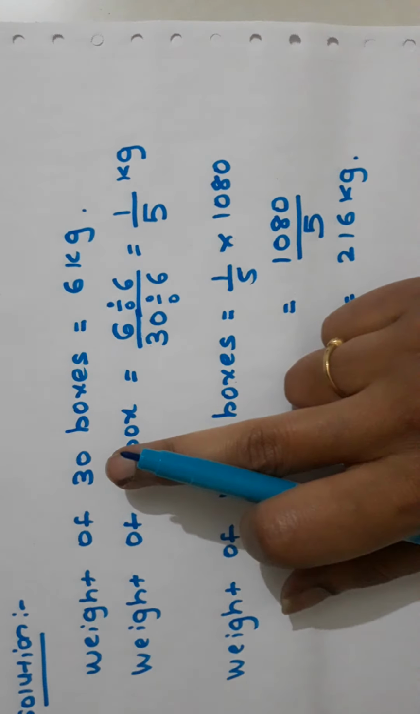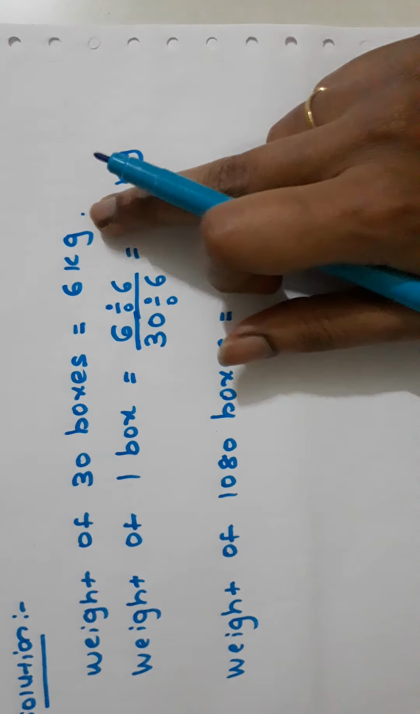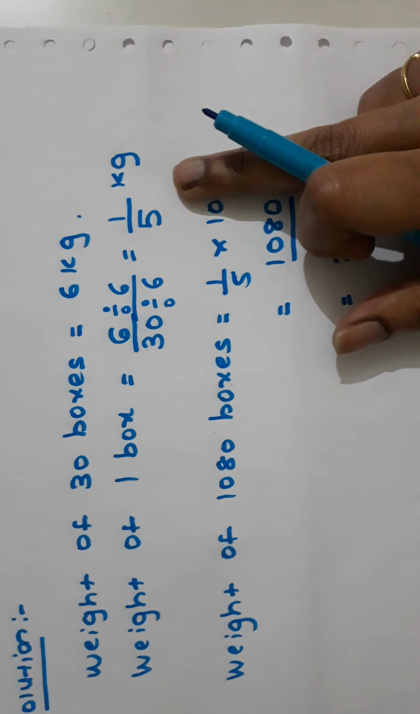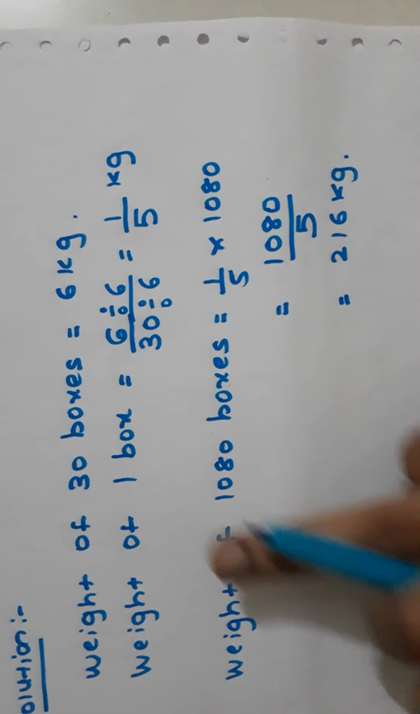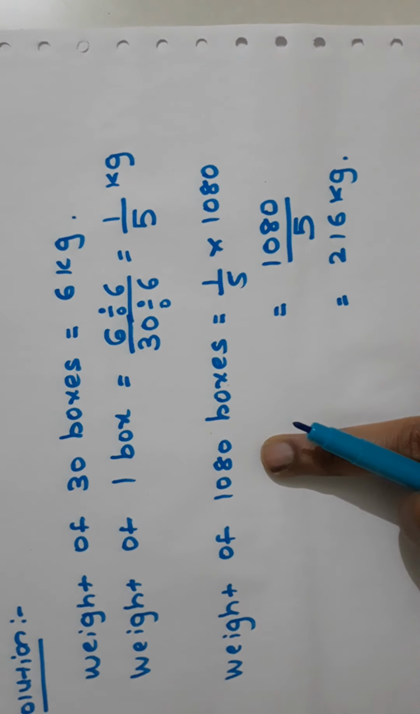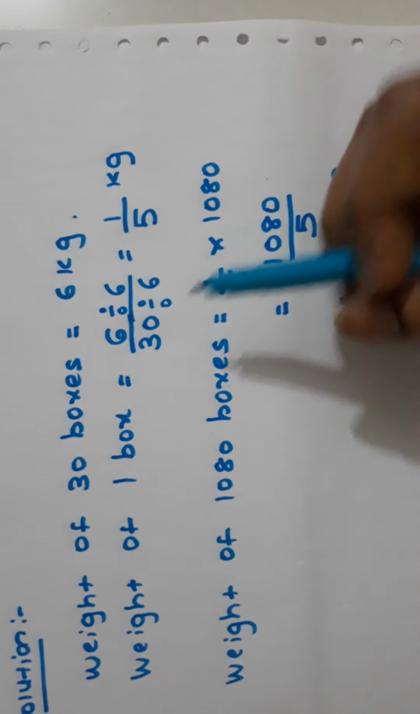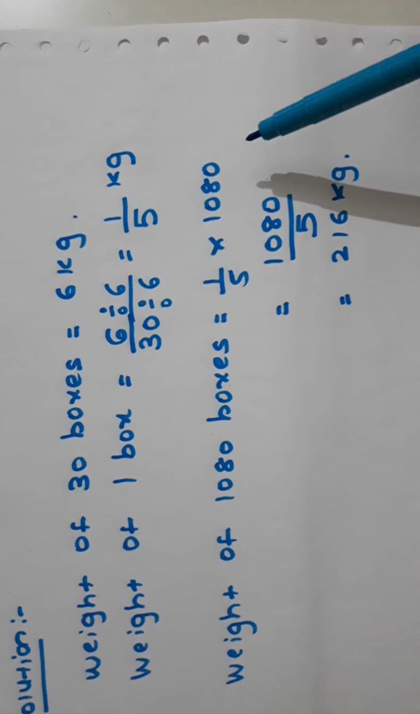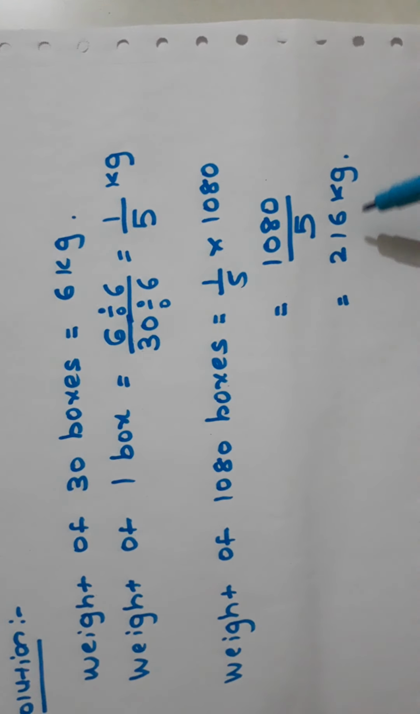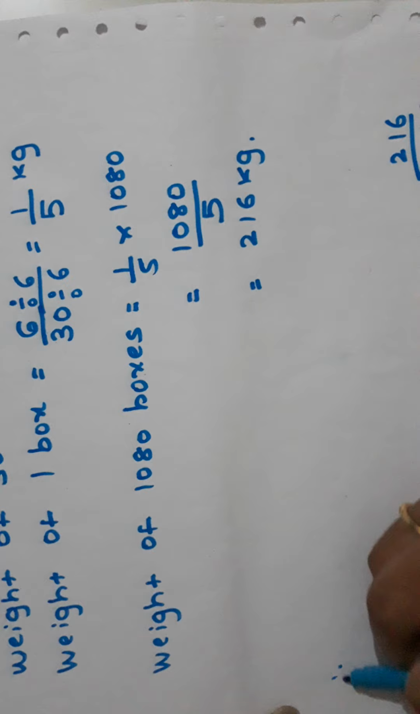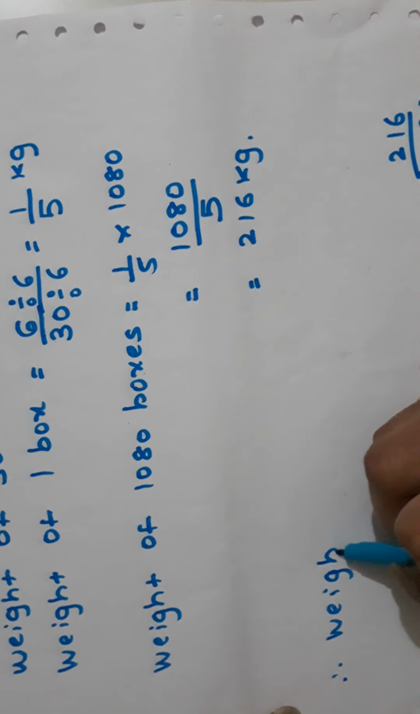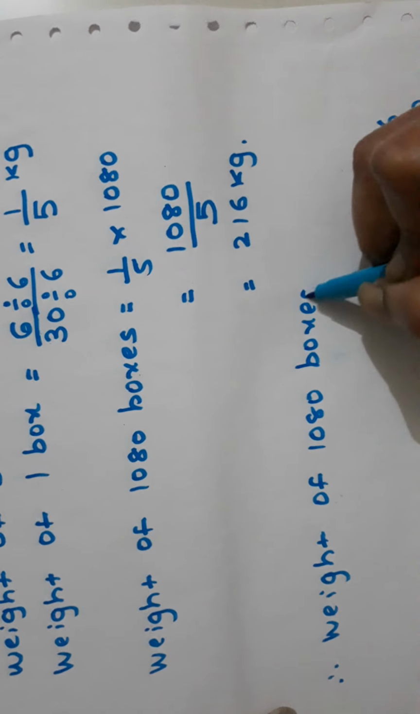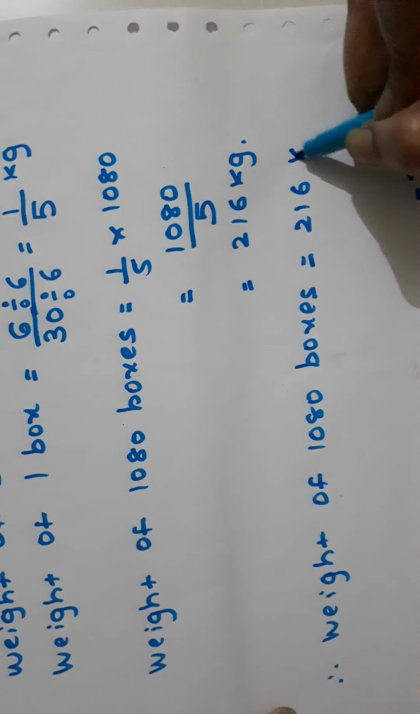So from the weight of 30 boxes, that is 6 kg, we find the weight of one box, that is 1 by 5 kg. And from the weight of one box, we find the weight of 1080 boxes using the operation of multiplication. So the answer is 216 kg. So therefore, weight of 1080 boxes is equal to 216 kg.